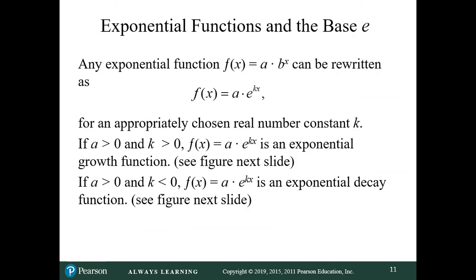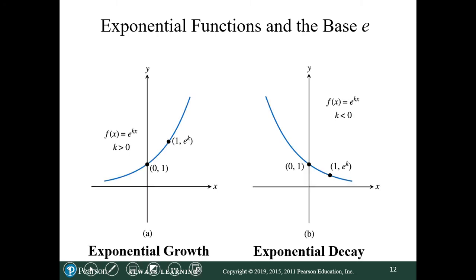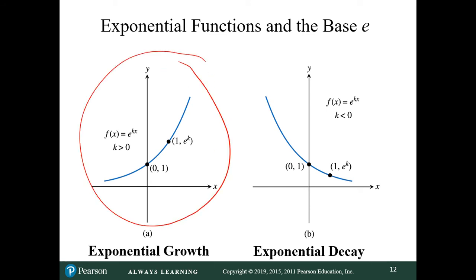All right. So an exponential function in the form of a b to the x is a times e to the kx. Okay? So if k is bigger than 0, it's an exponential growth. If k is less than 0, it's an exponential decay, positive or negative. So here's an exponential growth function. Okay? That's what you want your money to do. Here's an exponential decay function.